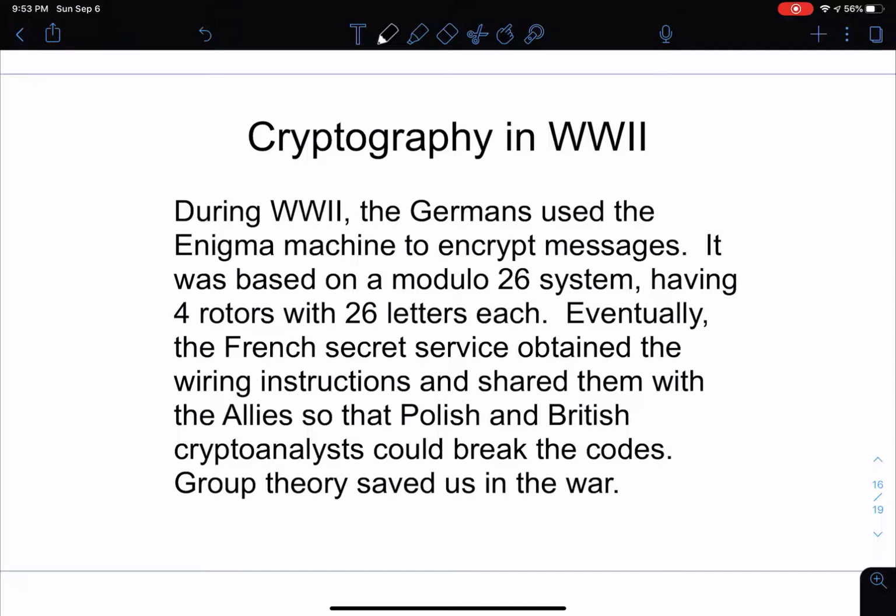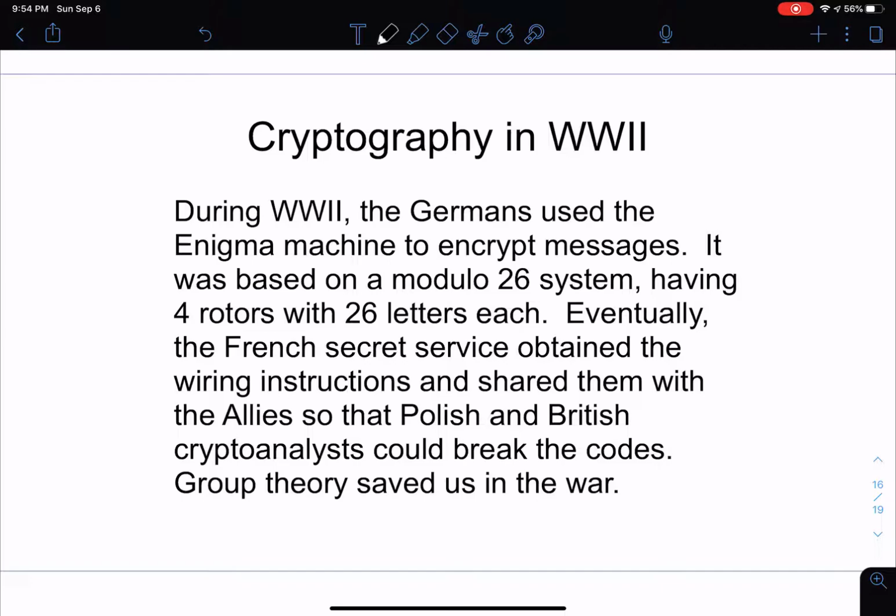But it wasn't a computer. It was a mechanical machine. It had these rotors, a modular 26 system, 4 rotors with 26 letters each. So it was the German alphabet, but still. The 26 letters were on each rotor, and 4 rotors. And then they would set the rotors a certain way each day, and the machine would be able to use those settings to encrypt the messages that the Germans were sending. And then the people on the other end receiving the messages would know those settings, be able to set their machines so that they could decrypt the message.